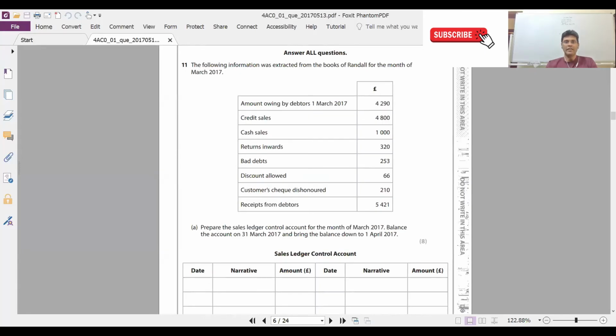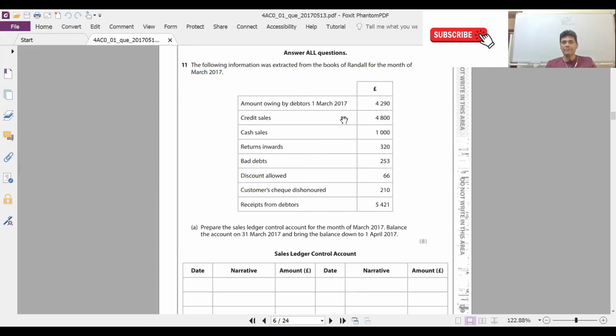The following information was extracted from the books of Randall for the month of March 2017. Amount owing by debtors 1st March 2017, 4,250. So that is the opening balance, right? This opening balance consists of different customers.